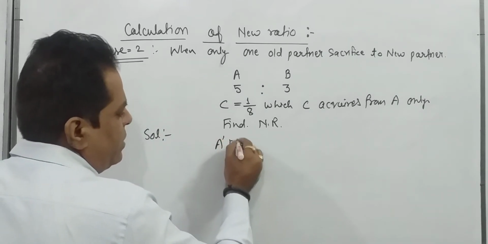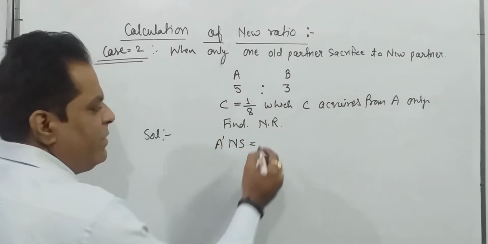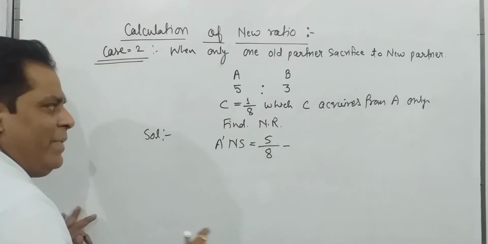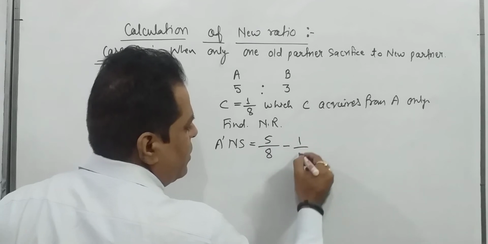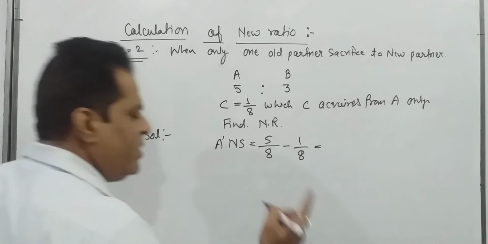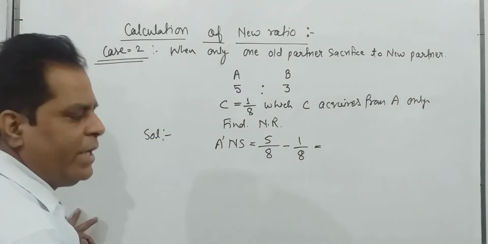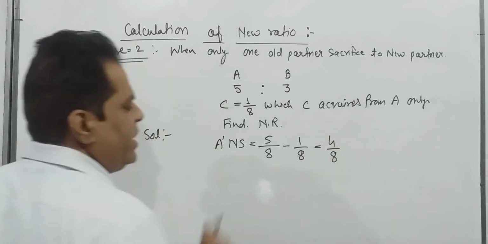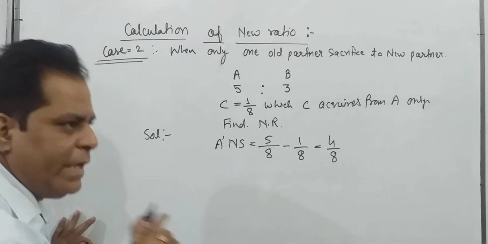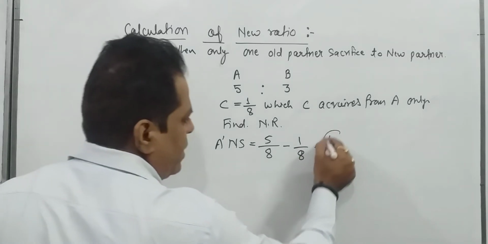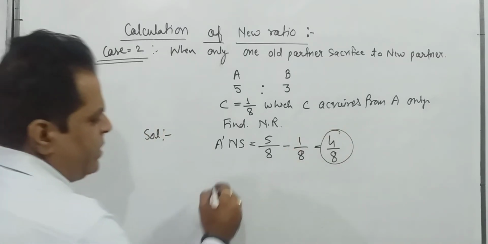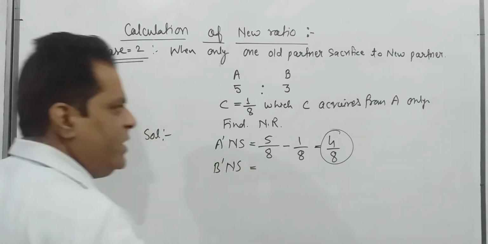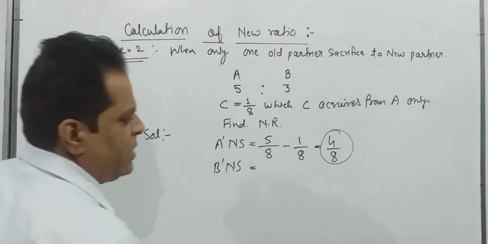A's new share. If A is having 5/8 and now A is sacrificing to C, how much is sacrificing? 1/8. So how much is left for A? 4/8. 4/8 is for A only. So this is A's new share. Now see B's new share. Friends, see there is no change in B's share.